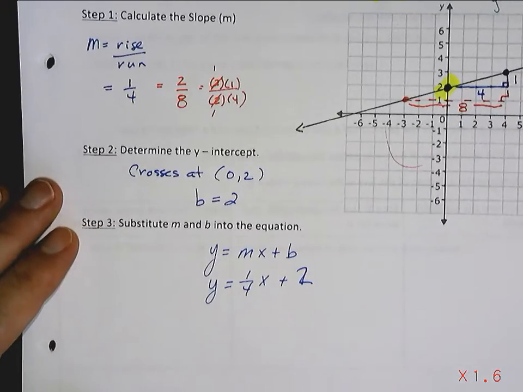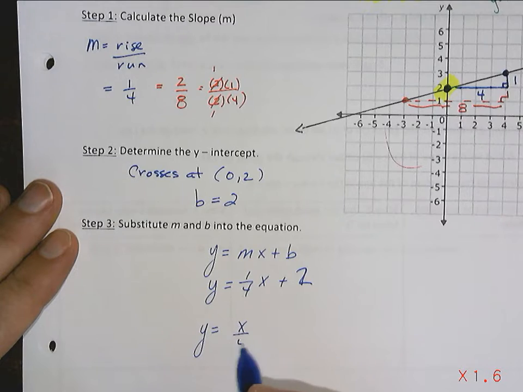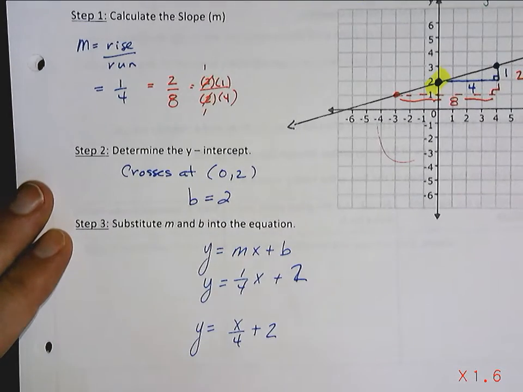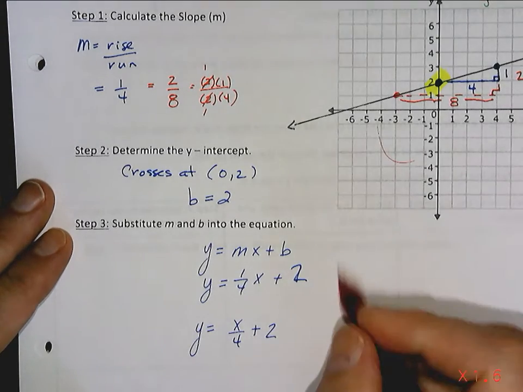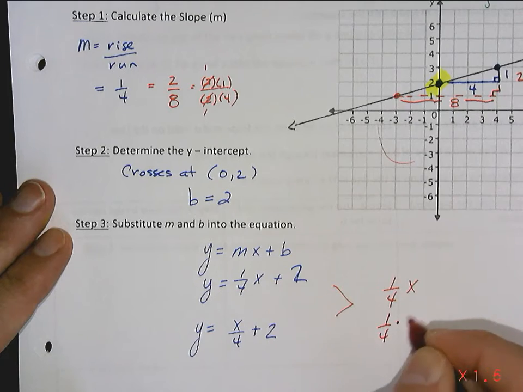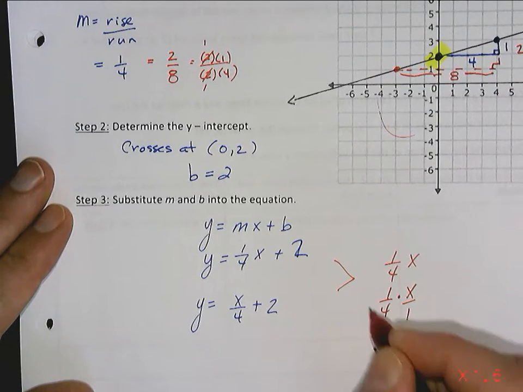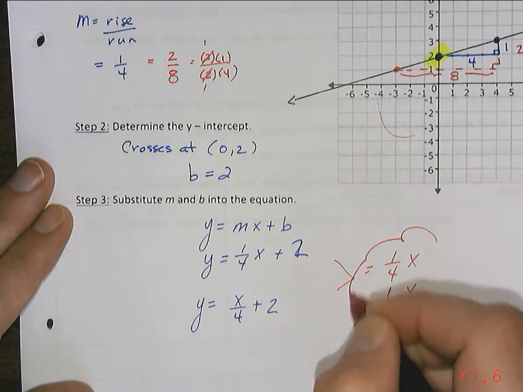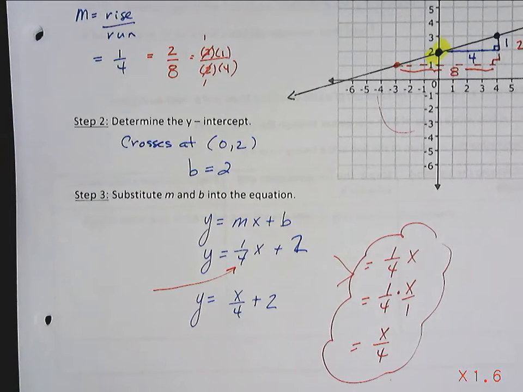And the other way that this could be written, just so that you know, is x over 4 plus 2. So it could be written as 1 over 4 x or x over 4. And the reason for that is 1 over 4 x is the same as 1 over 4 times x over 1. Top times top, bottom times bottom, x over 4. And that's why that can be written like that. You don't have to, and in fact I would argue that 1 over 4 is a better way to write this at the moment. But you are going to see it in this form different times. I'm going to pause the video there and I'll be right back.